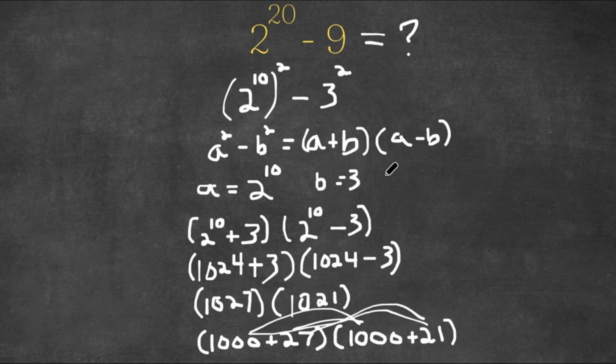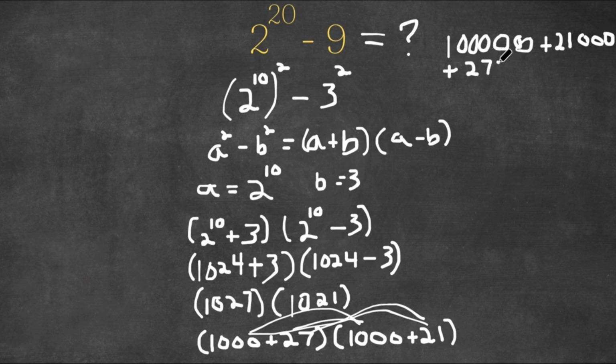Now 1000 times 1000 is 1,000,000, plus we have 21 with 3 zeros, which is 21,000, plus we have 27,000, plus 567.